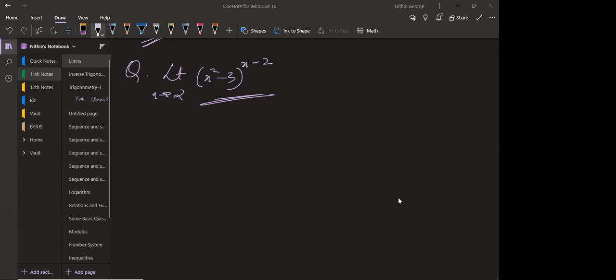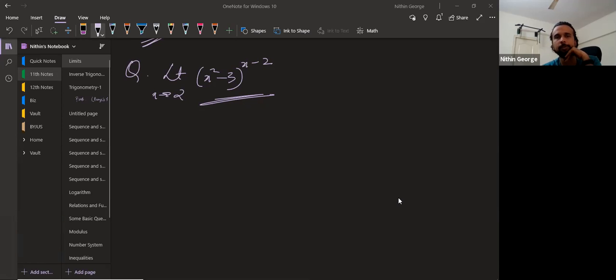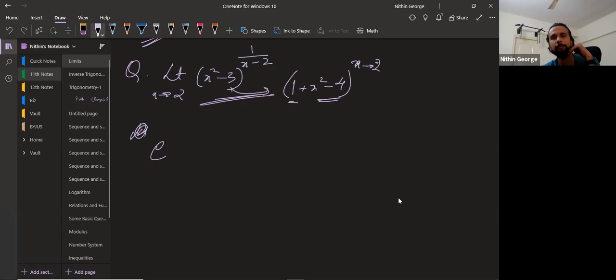Any answers? Answer 1? 1 is the answer, sir. Now we'll try. So I'll write this as 1 plus x cube minus 4. So it becomes 1 plus f of x form, where f of x tends to 0 and g of x tends to, sorry, it's not x minus 3, it's 1 by x minus 2. Because otherwise what you'll get is 1 raised to 0, which is a determinate form. 1 by x minus 2, guys.